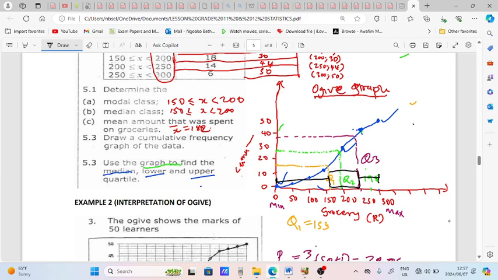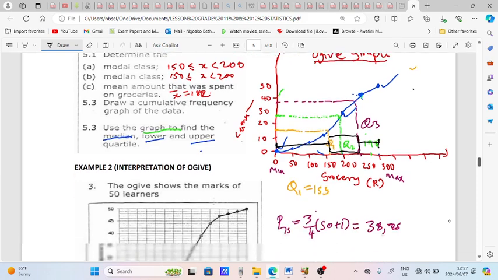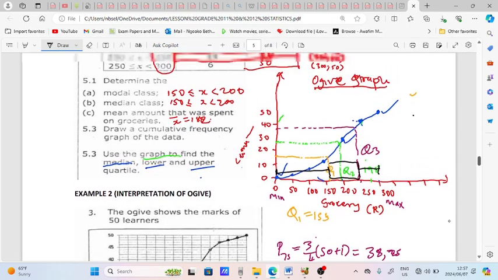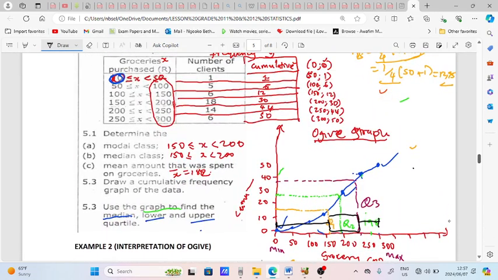Also, how many people bought this, more than this, and so on. But let's go on. I think it's down there. Any question? Yes.